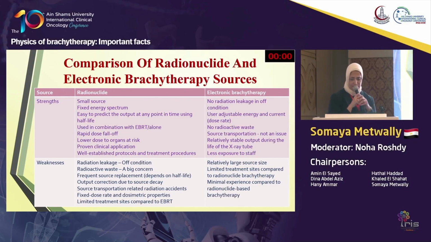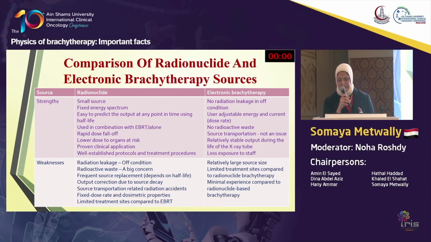Source transportation related radiation accident, of course. This is the main problem. If you have an accident when you transport your source, it's a very big problem, actually. What about electronic brachytherapy? Of course, we don't have any radiation leakage because we don't have any exposure. User adjustable energy: the machines can adjust the energy and the dose rate. No radioactive waste. Source transportation is not an issue because we don't have any source.